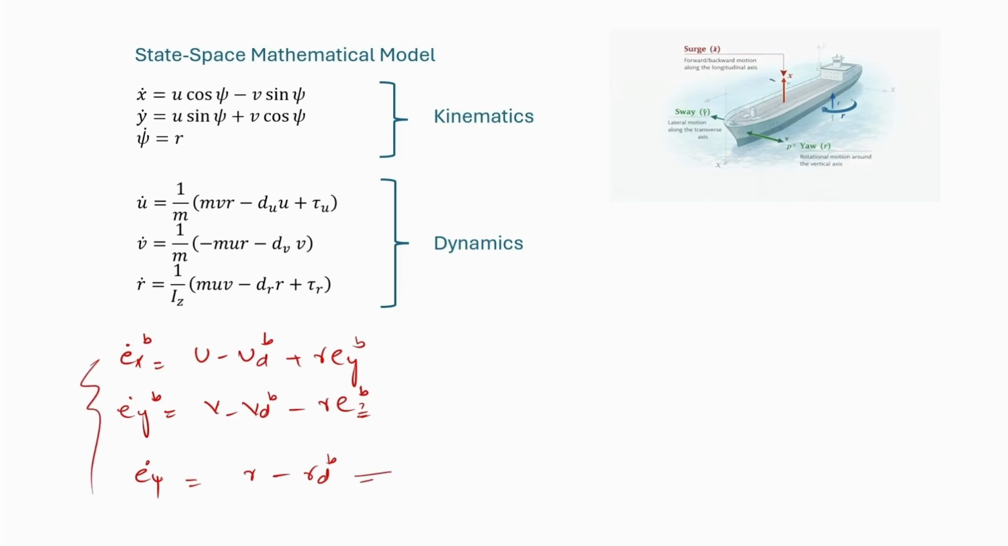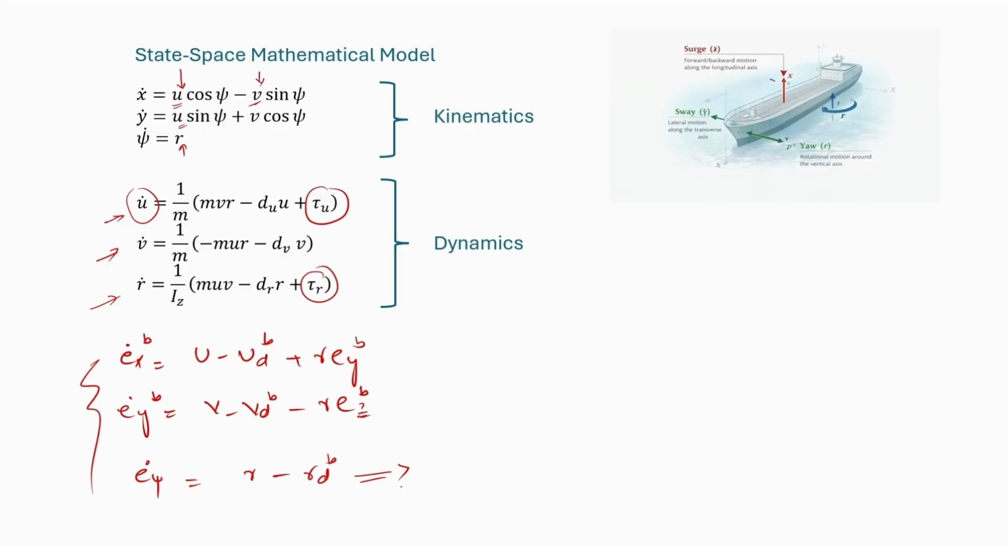E psi dot is equal to R minus R desired in body. So why did I derive this? This is really important, because if you look here in U dynamics, we have this control input. In sway velocity, we don't have any control input, and in yaw rate, we have this controller once again. To control the kinematics, actually this U and V and R are appearing as virtual inputs. So if we can control this U, V in such a way that it results in the desired position, we can achieve our trajectory tracking mission.